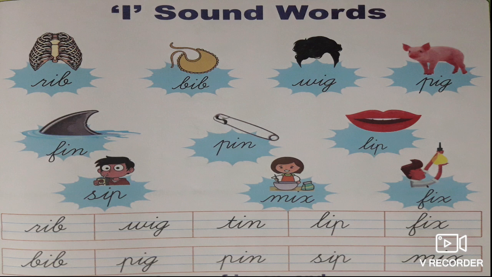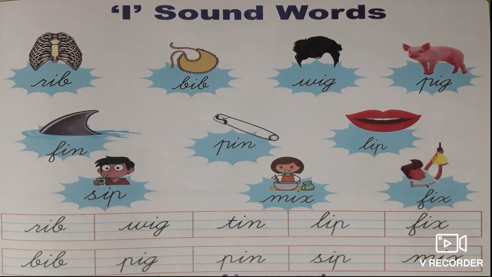What is the third one? Wig. W-I-G, wig. What is the fourth one? Pig. P-I-G, pig. What is the fifth one? Fin. You can see this in fishes. What is the spelling of fin? F-I-N, fin.